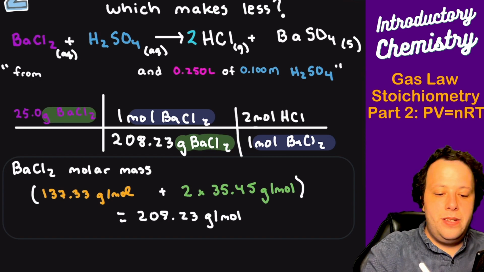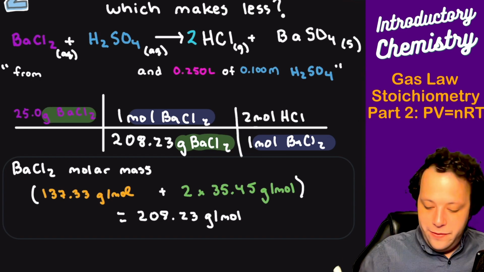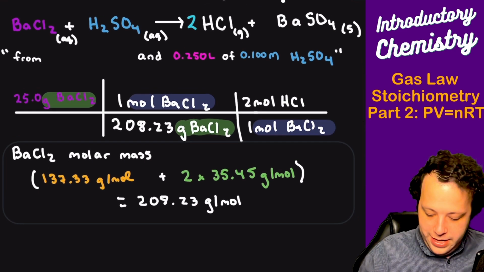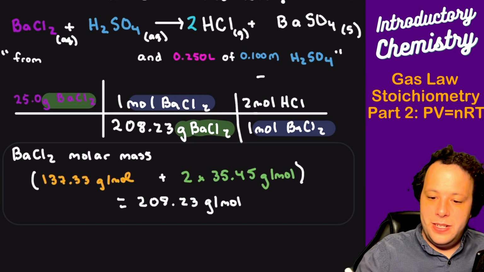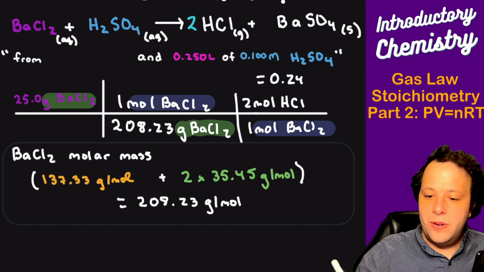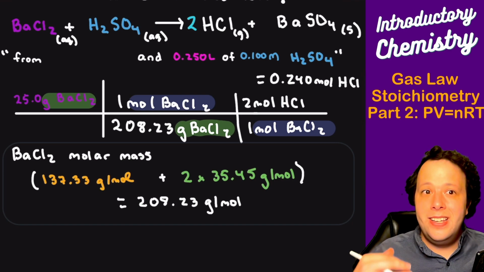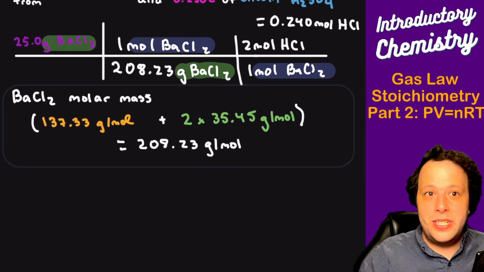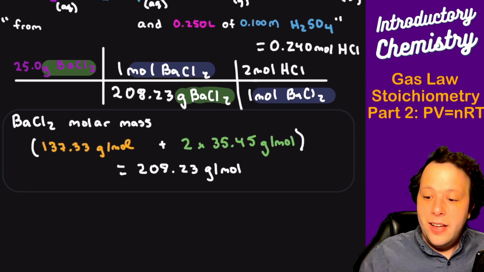Great. Now, when we are to solve this, what we are going to end up getting is we'll see that we have 0.240 moles of HCl that is possibly made if all the barium chloride is used. So let's now go do the other part.